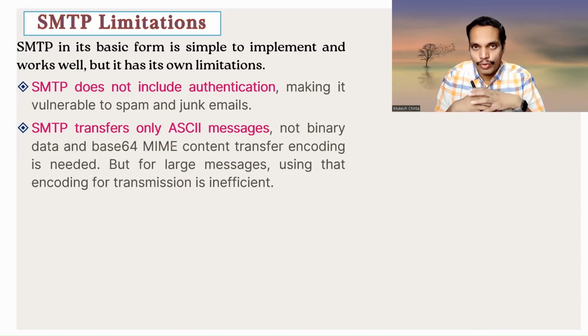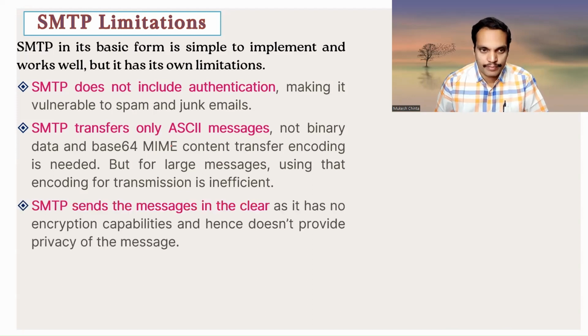And for that reason, we use the base 64 MIME transfer encoding scheme, or the content transfer encoding scheme, which we explained in the last video. So for that, of course, though it's okay, for larger messages, there is an overhead of 25%. So utilizing the base 64 MIME encoding scheme is not efficient when you want to transmit larger emails. It makes it inefficient.